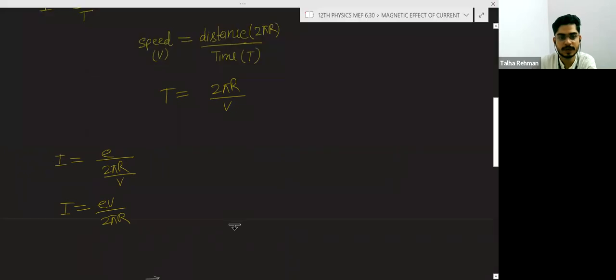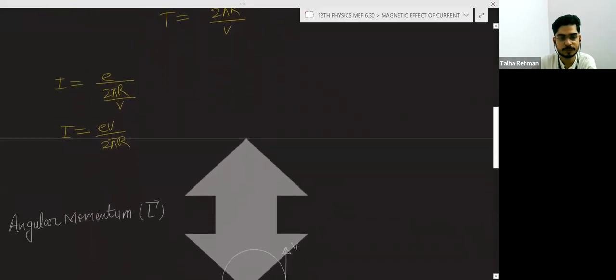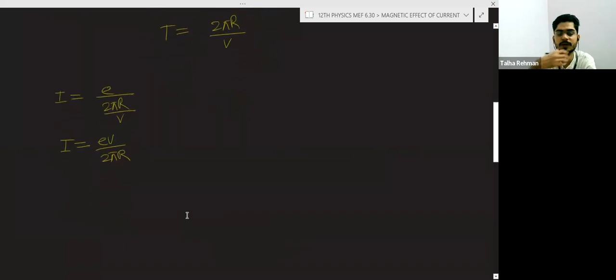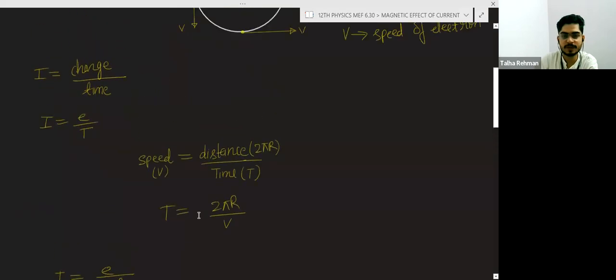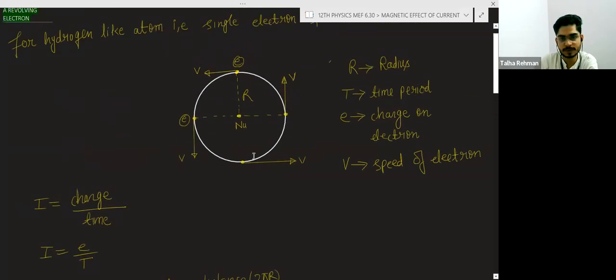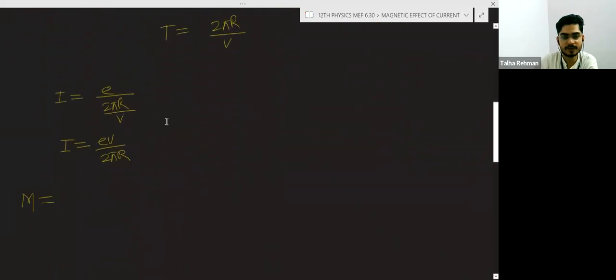So this is the current produced. Now what will be the magnetic moment? Magnetic moment is equal to NIA. I am not taking n because n is 1, when the electron revolves like this for one time period. So here n is equal to 1, and the magnetic moment by the electron will be IA simply.